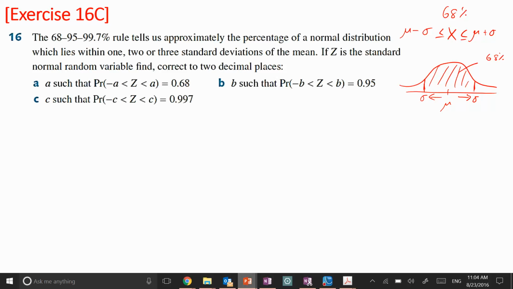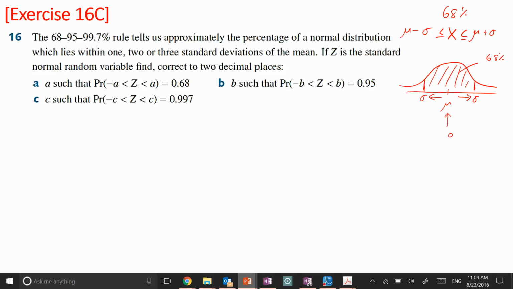Now the question tells you it's approximately the percentage of a normal distribution, not a standard normal. So for any distribution, the mean doesn't have to be at 0. It's just saying that 68% of the data generally falls within one standard deviation, 95% within 2, 99.7% within 3. Now it tells you if Z is a standard normal, which implies that the mean is 0 and the standard deviation is 1.